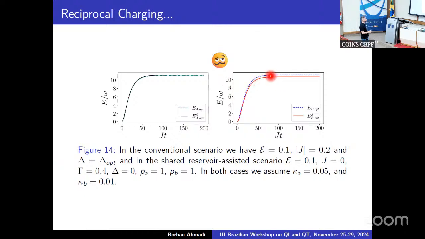Again, as you see, the blue dashed line is the energy of the battery in the conventional scenario, and the red solid line is for when I have the shared reservoir. Again, as you see, the energy of the battery is worse, even worse than the previous case, while I had both coherent and dissipative interaction. So this means that I lied to you, that there is another way, but I didn't.